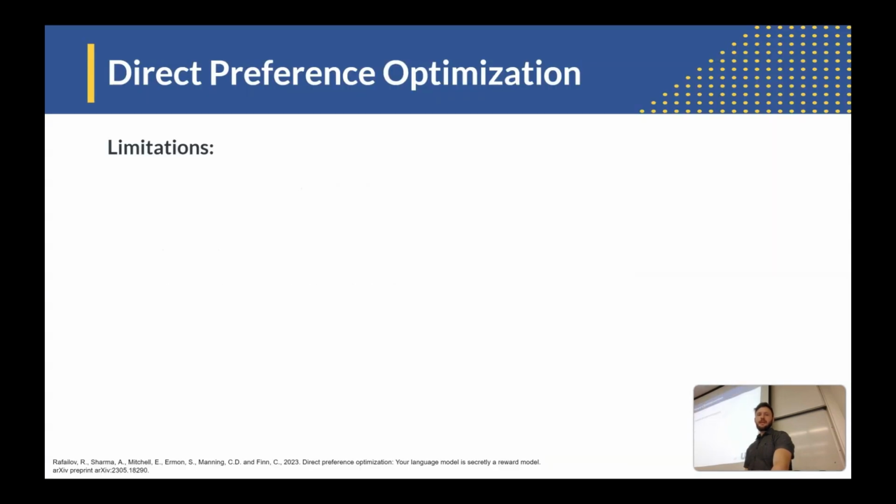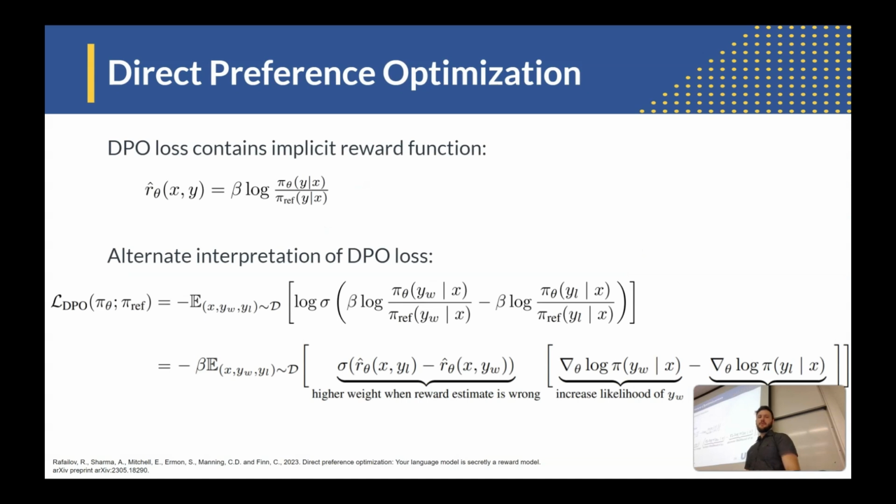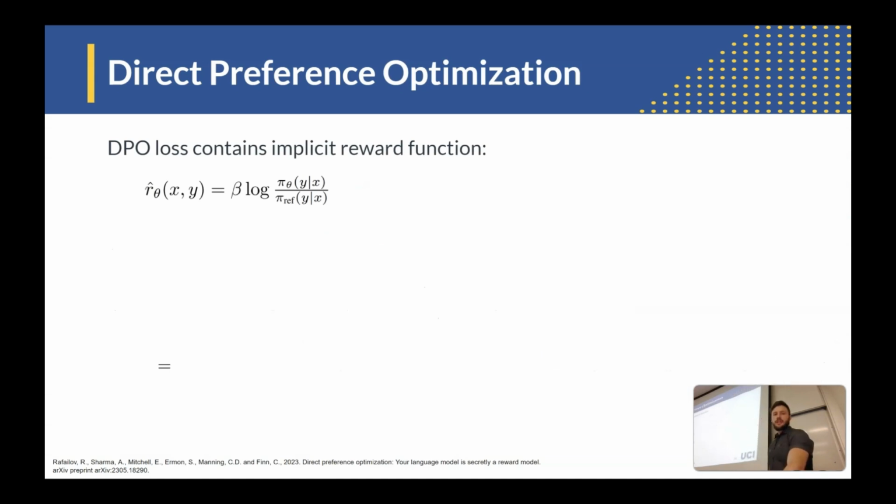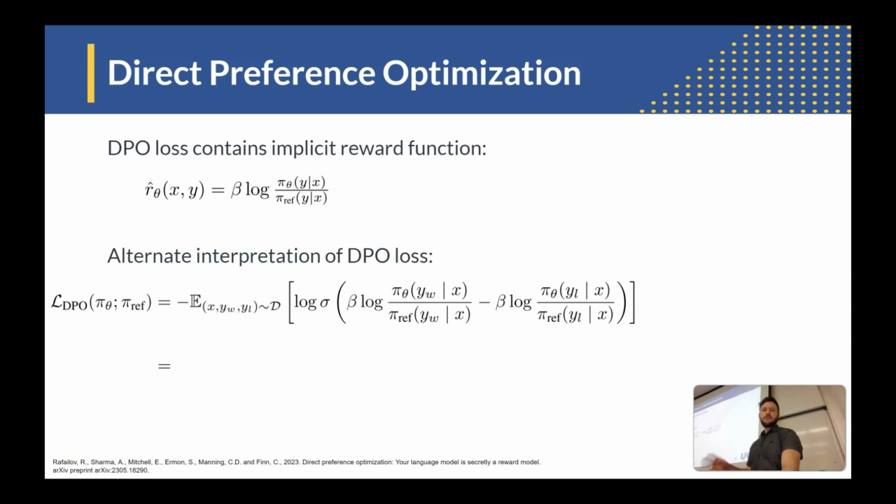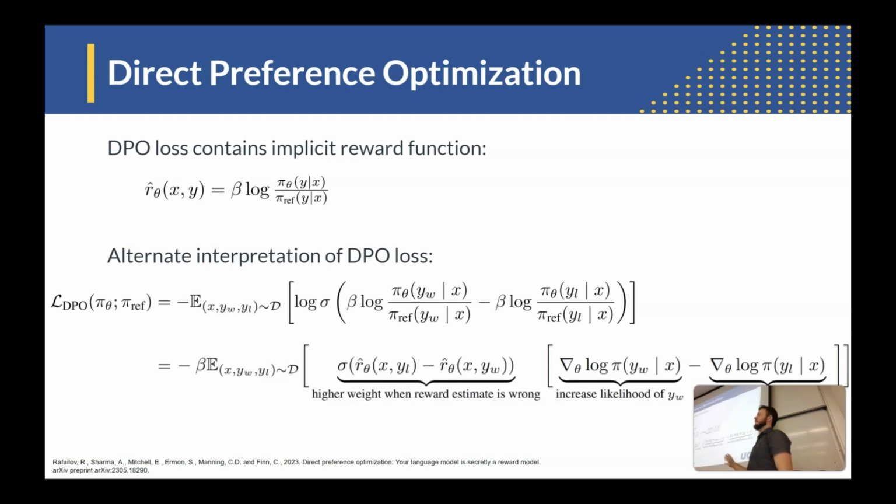I skipped this slide back here, but basically one of the key things in DPO was they showed that there's this implicit reward function that you're learning when you're optimizing the DPO objective. And if you use this implicit reward function, you can restructure your loss to have what they think of as a more intuitive loss function, where we're trying to increase the likelihood of your preferred output, decrease the likelihood of your unpreferred output, and then weight that by the error of your reward estimate.